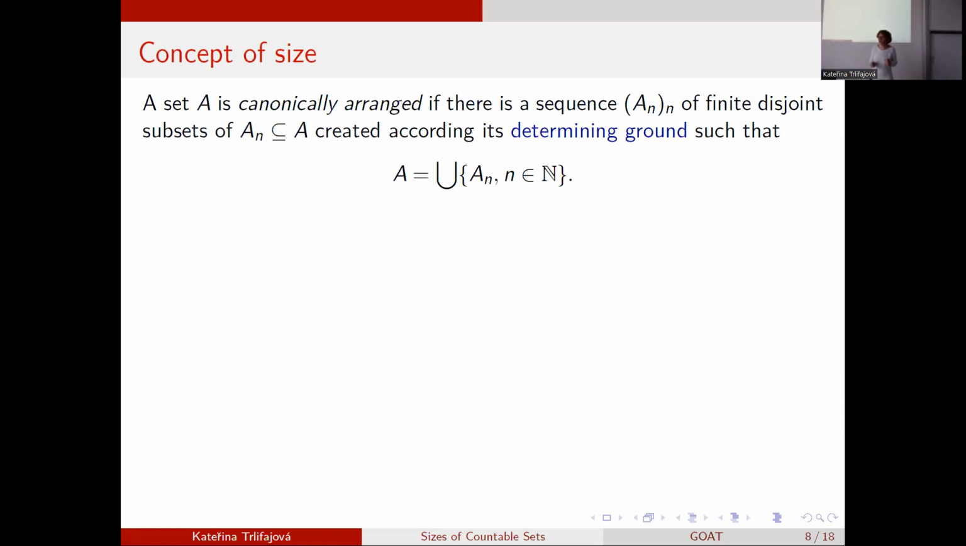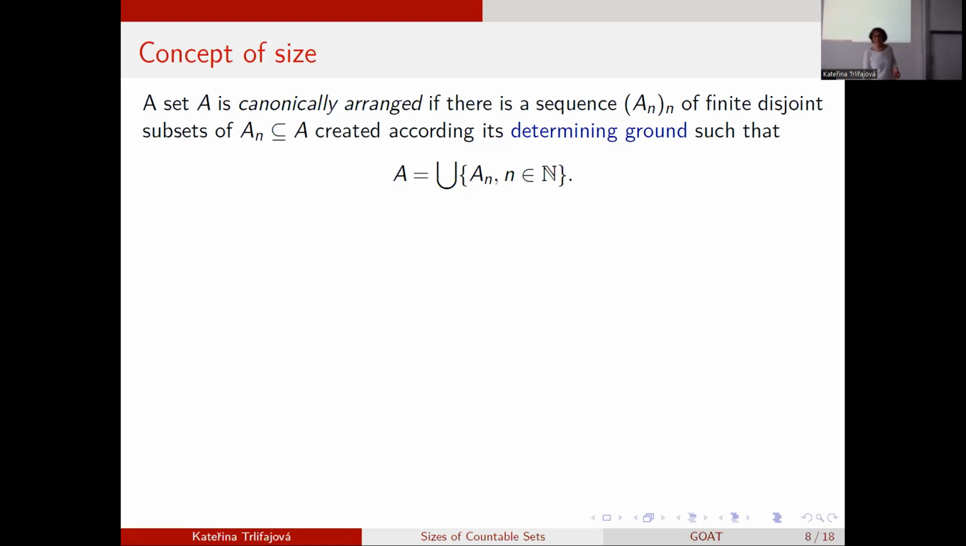But we will say that a set A is canonically arranged if there is a sequence of finite disjoint subsets of A, created according to its determining ground, such that this set can be expressed as a union of these finite subsets. So we divide the countable set into smaller subsets, and then we add their numbers, in fact. Of course, the problem is the determining ground, because it's not a mathematical definition.